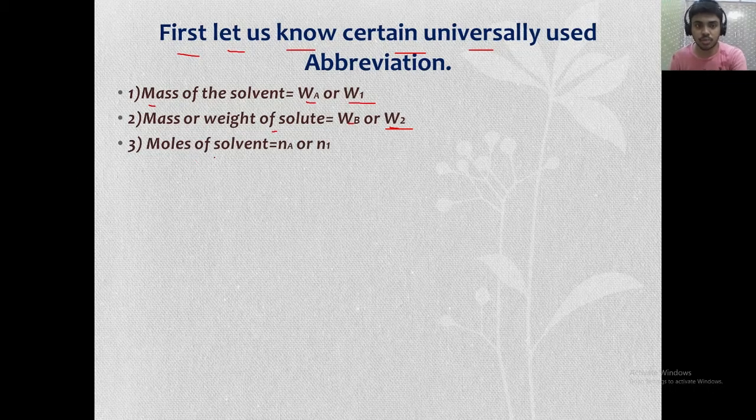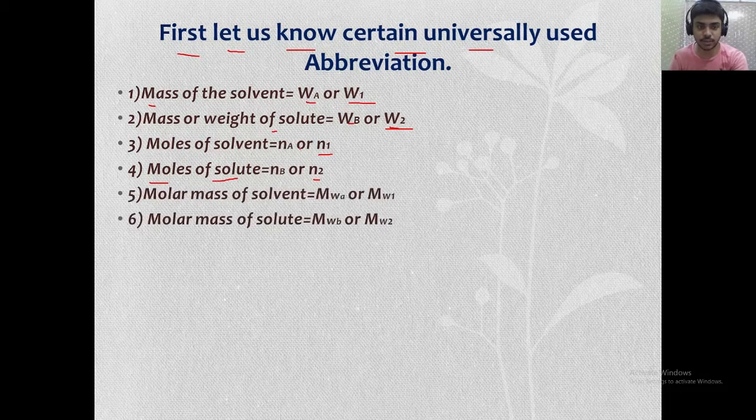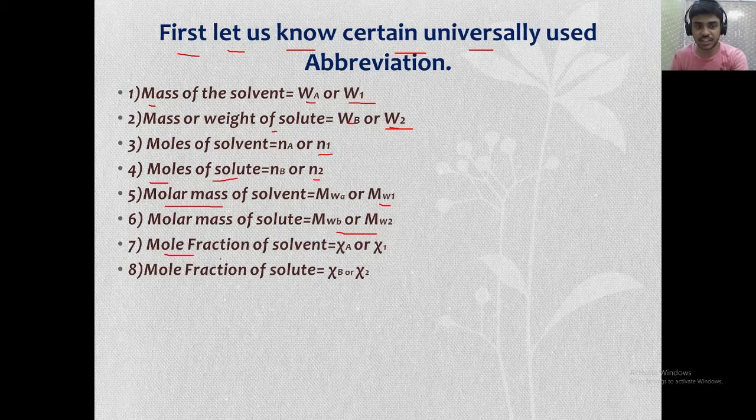Next come the moles of the solvent, that is N1, meaning solvent will be 1 and solute will be 2. And then the moles of the solute, that is N2. Now molar mass of the solvent is molar mass A or molar weight MW1, and molar mass of the solute similarly MWB or MW2. And mole fraction, that I'll teach you in the second video I guess. There the mole fraction of the solvent is always written as x1 and the mole fraction of the solute is written as x2. So let's move to molarity.